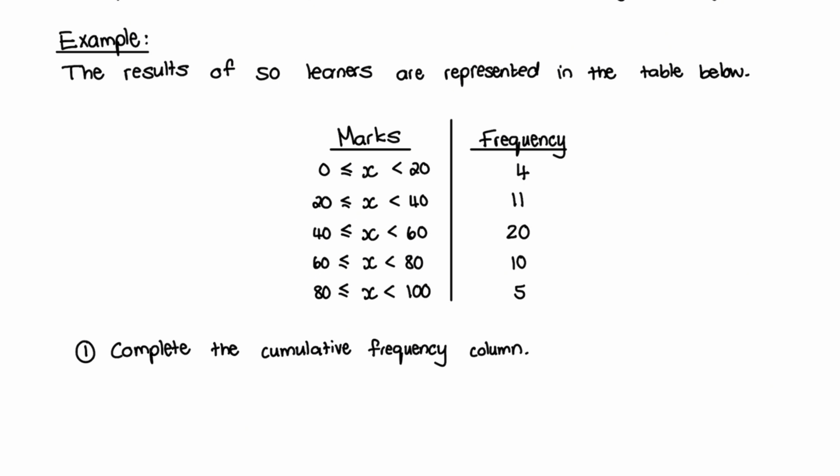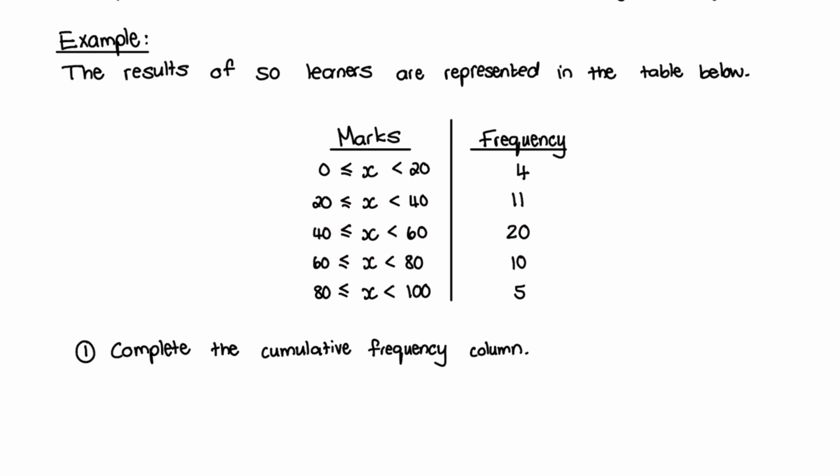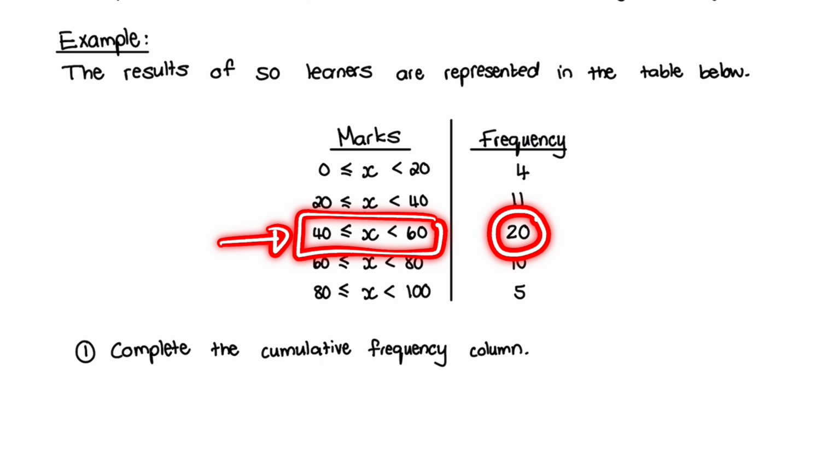So before I get into completing the cumulative frequency column, can you see that the interval with the most data points, or the highest frequency, is between 40 and 60? And this interval of 40 to 60 is called the modal class. So remember, in ungrouped data, we spoke about the mode. That is the value that occurs the most. But the modal class is the interval with the highest frequency. So it's almost like mode, but it's not a value that repeats. It's the interval with the highest frequency.